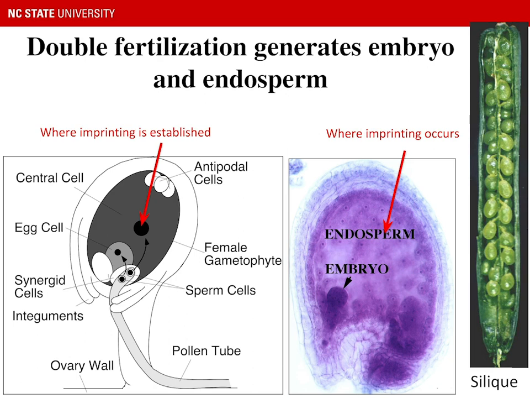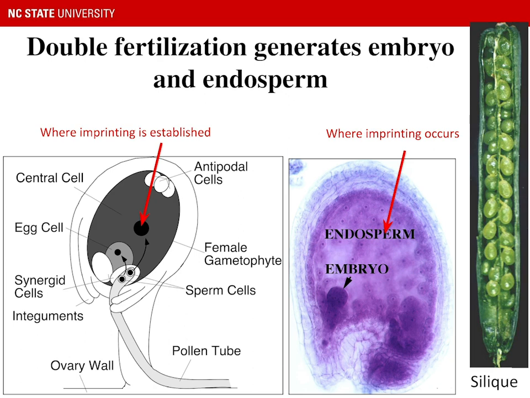So the central cell is special because it's a fusion of two polar nuclei right before fertilization. So the central cell is diploid, and after fertilization it's triploid. And endosperm mainly accounts for most of the human and animal food in the whole world.